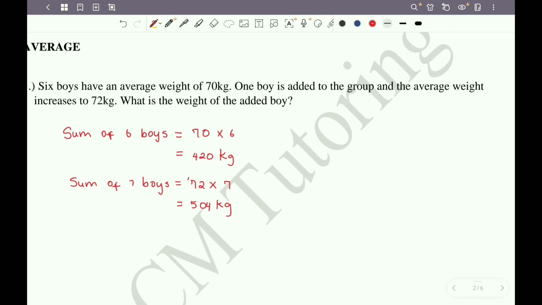So how do we find the 7th boy? Well, if the sum went up from 420 to 504, the 7th boy would be the difference between those two numbers. So the weight of the 7th boy, or the added boy, would now be 504 minus 420. And again, you can do this calculation vertically if you need to, but the answer here is 84 kilograms. Right, so that is the weight of the boy that was added to the group.